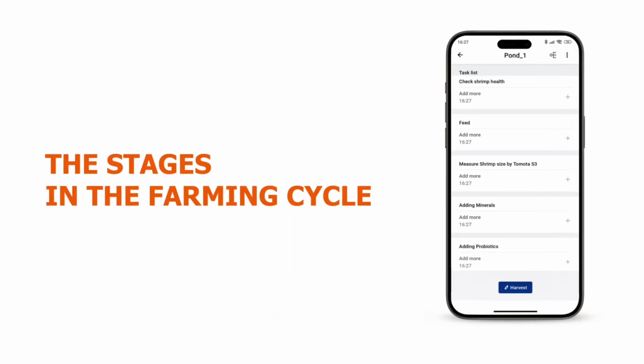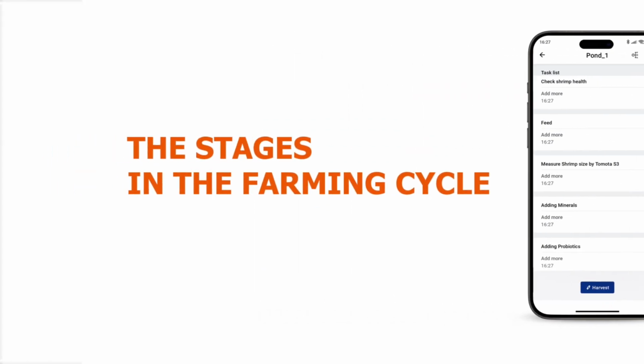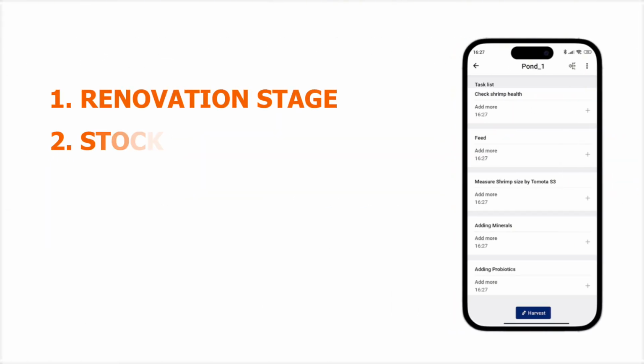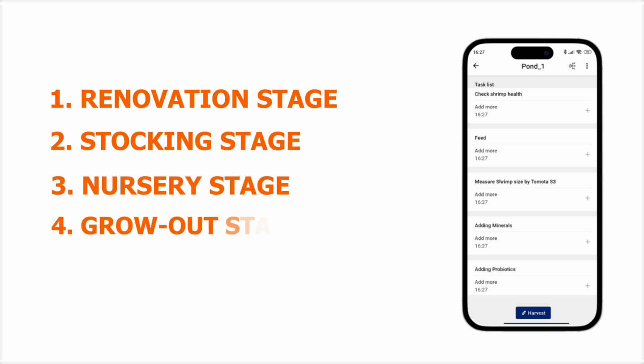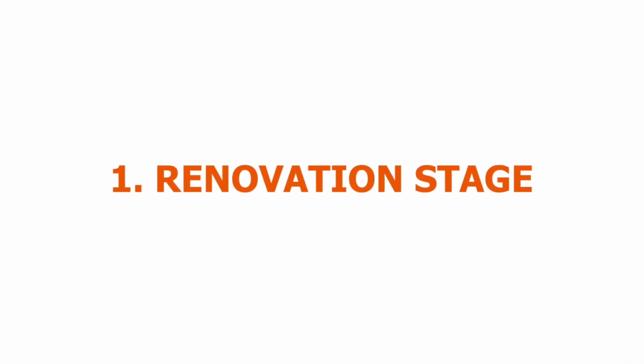In the farming cycle, there are 5 stages, including renovation, stocking, nursery, grow out, and harvest stage. This video will show you how to switch stages within a farming cycle. First, we'll move to the renovation stage.